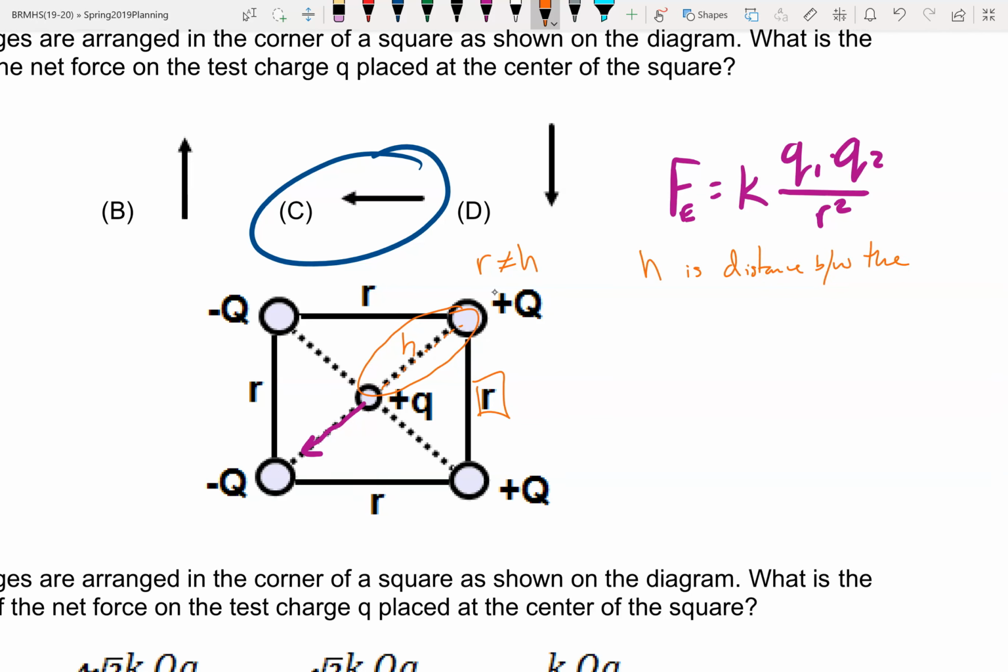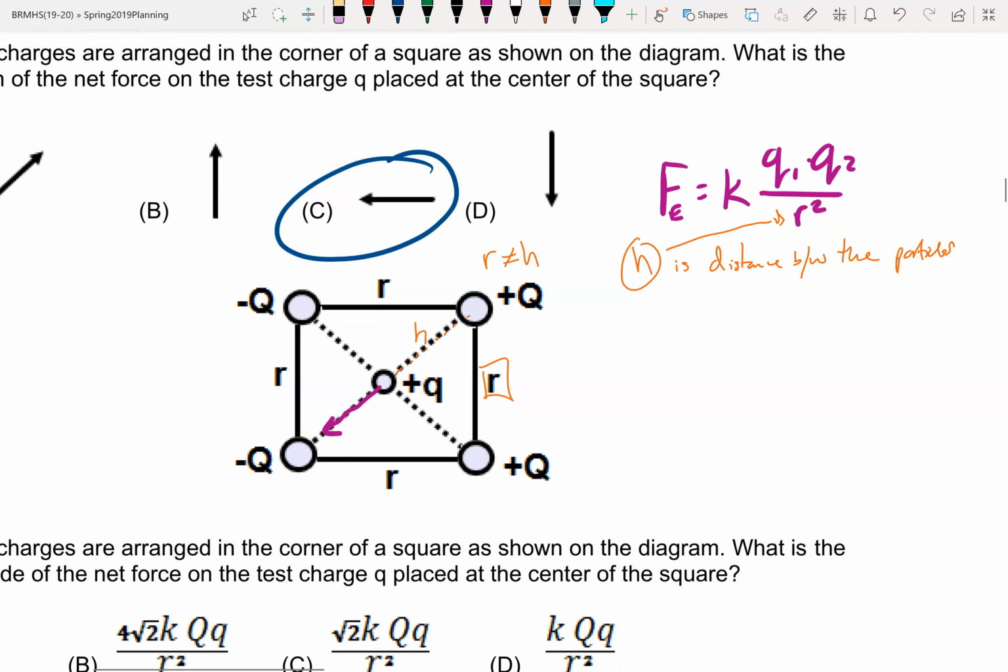So we need to use that. We need to use that value for H as our radial distance R. So we need to figure out what that is. Not too difficult, because this is a square.